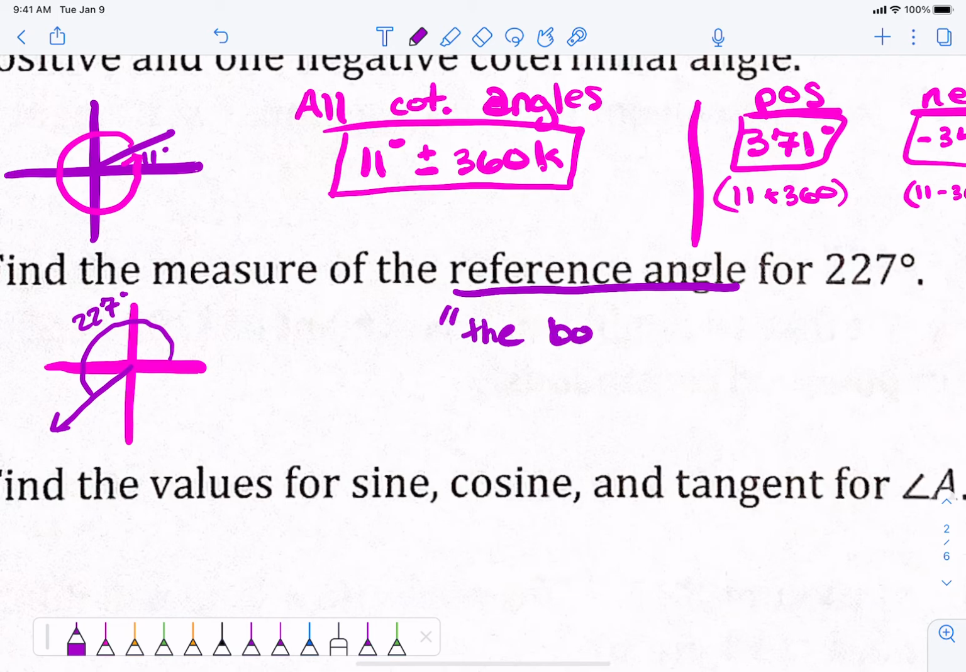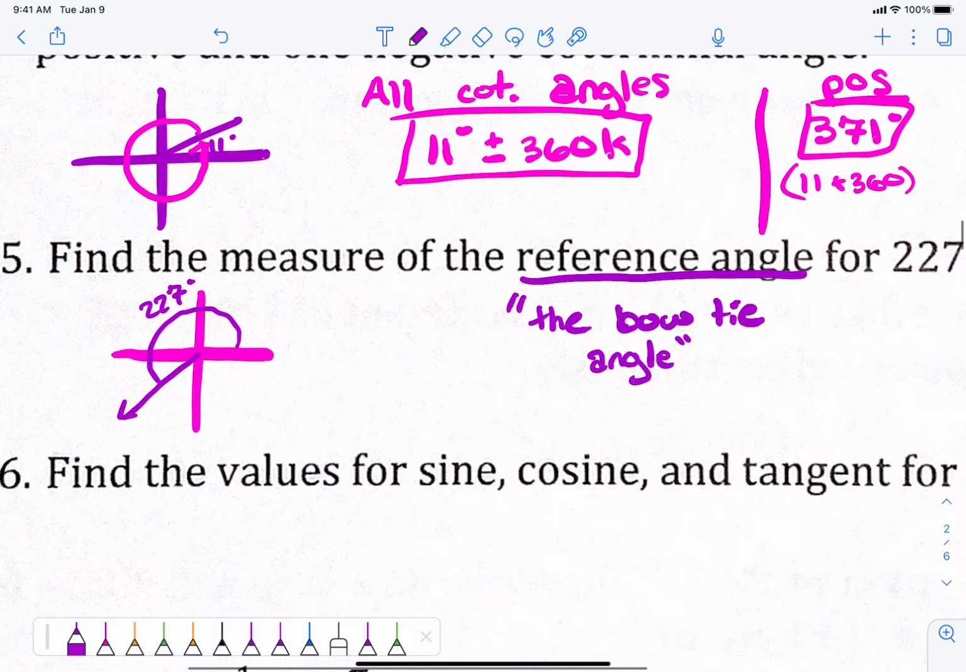The bow tie angle. It was Caden Williamson in Algebra 2. He was like, oh, it's the angle of the bow tie. And I'm like, exactly right. That's the angle of the bow tie. So the bow tie angle is what a reference angle is.